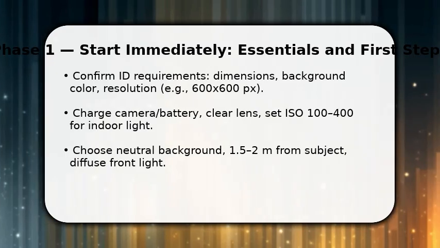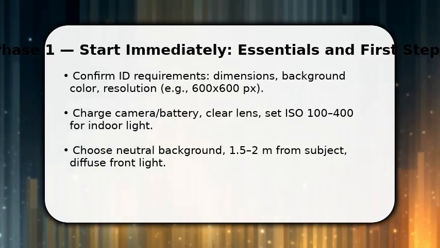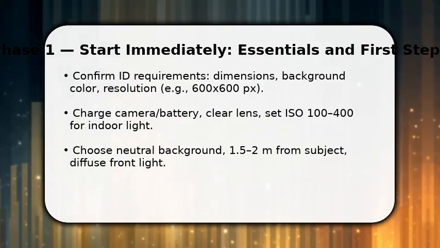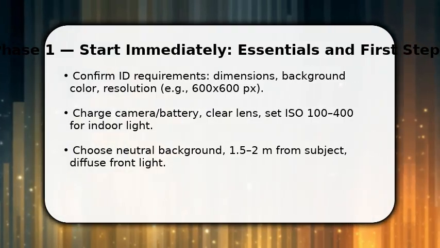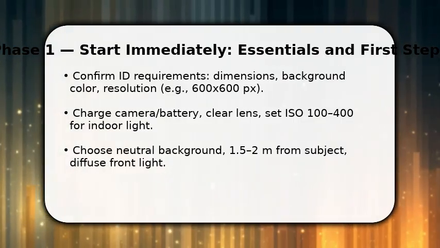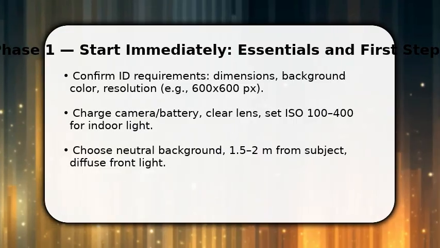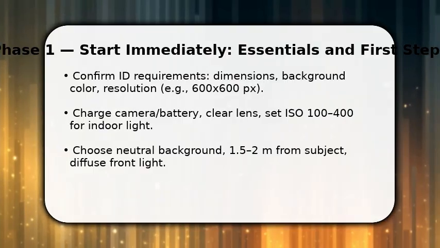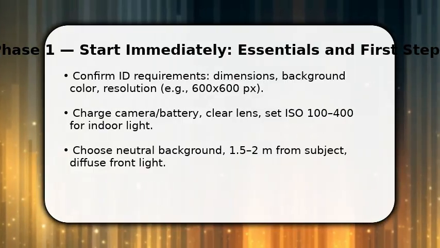You begin by confirming official image specs. Many forms require 600 x 600 pixels and a plain background, so you match them now. Position the subject 1.5 to 2 meters from a neutral backdrop and use soft front lighting to avoid harsh shadows. Set the camera to ISO 100-400 and an aperture around f/4 to keep the face sharp.